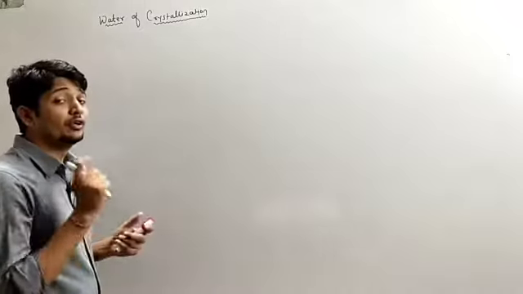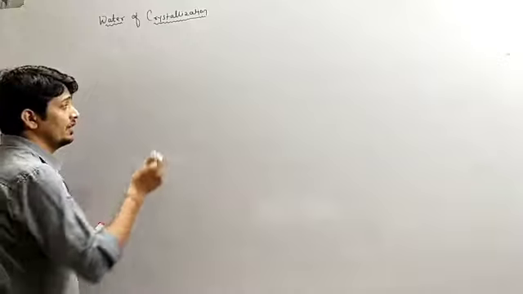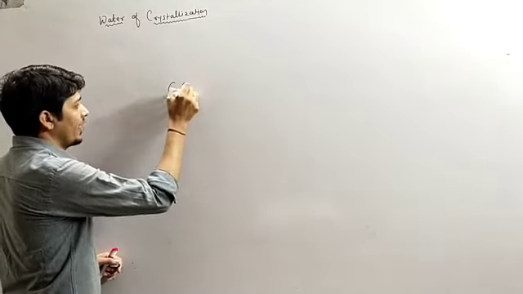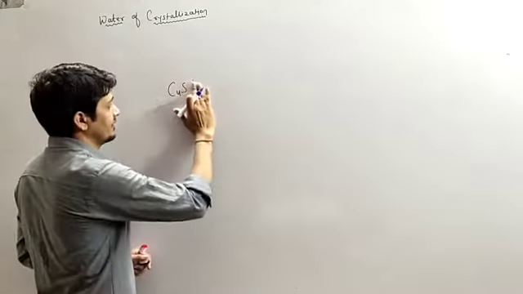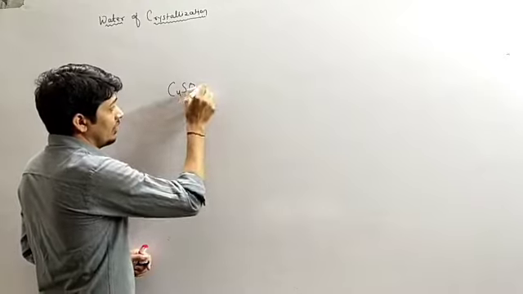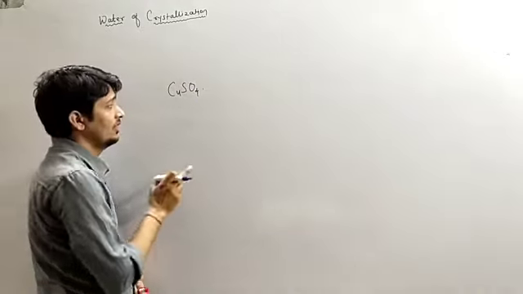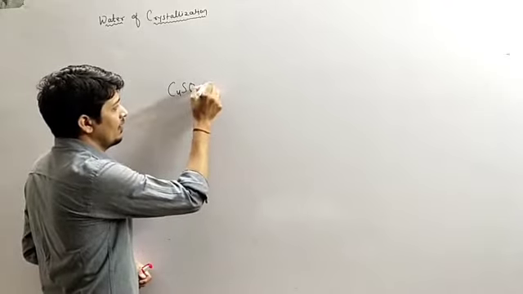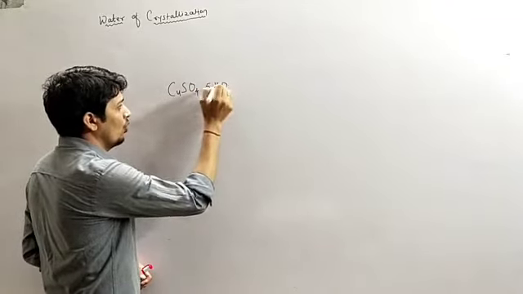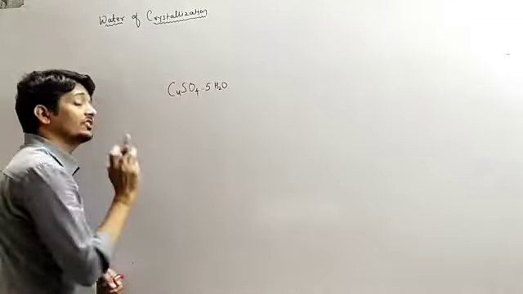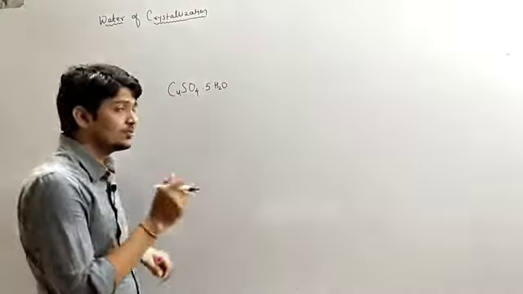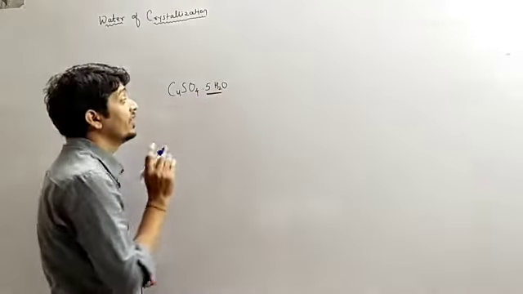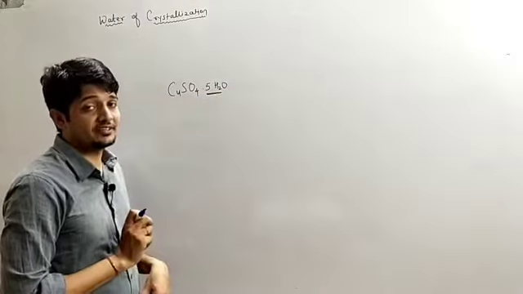We have blue vitriol. You know what blue vitriol is? It is CuSO4, copper sulfate. It is a salt, and copper sulfate contains 5 molecules of H2O in its crystalline structure. Copper sulfate contains 5 molecules of water in its crystalline structure. That's why these water molecules are called water of crystallization.